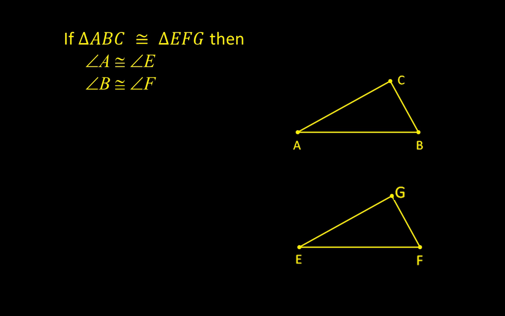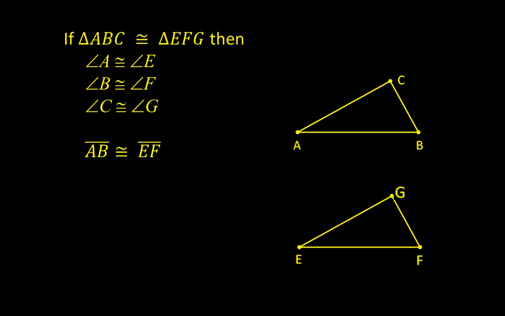Likewise, angle B has to be congruent to angle F. Those are the angles that are measured second in the name of each triangle. And angle C and angle G have to be congruent. Those are the angles that are mentioned third in the names of each of these congruent triangles.